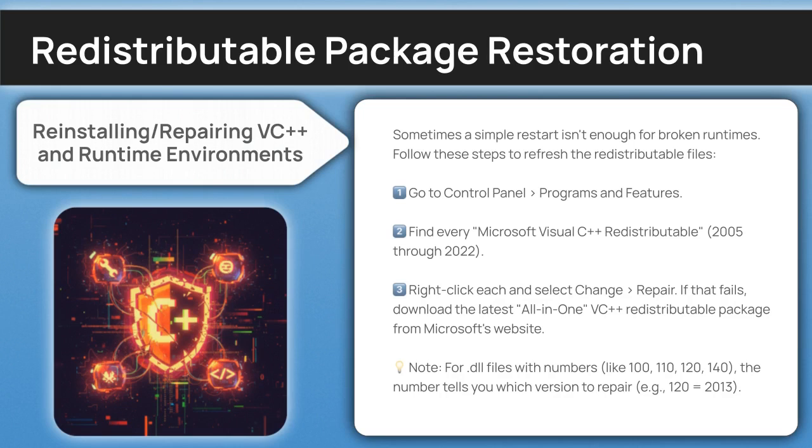First, go to Control Panel, then select Programs and Features. Second, find every Microsoft Visual C++ Redistributable 2005 through 2022. Third, right-click each and select Change, then select Repair. If that fails, download the latest all-in-one VC++ Redistributable package from Microsoft's website. Please note that for DLL files with numbers, the number tells you which version to repair. For example, 120 equals 2013.